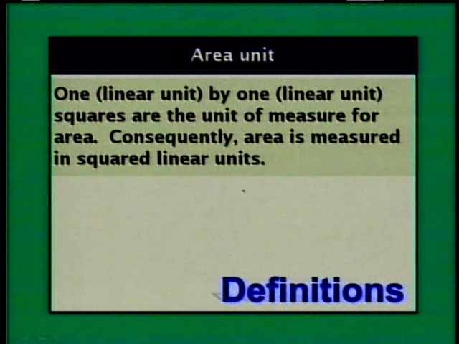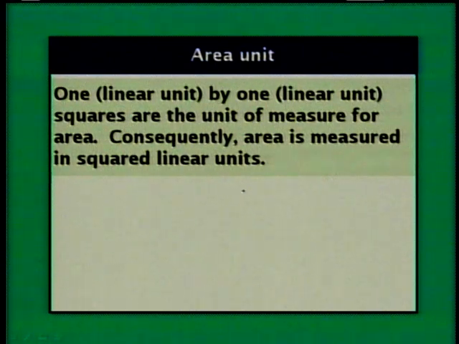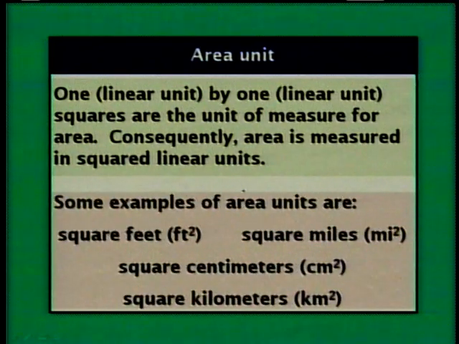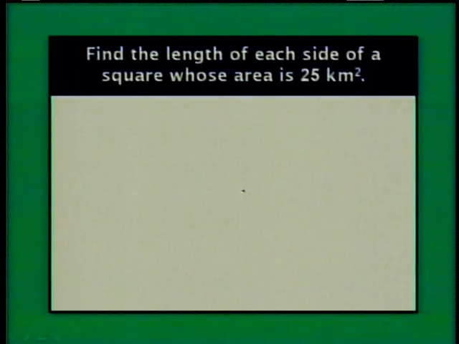Let's talk about area units. 1 linear unit by 1 linear unit squares are the unit of measure for area. Consequently, area is measured in squared linear units. In our ferret example, we had a 1 foot by 1 foot square, and the unit that we used for measuring area was feet squared, or square feet. Some examples of area units are square feet, square miles, square centimeters, square kilometers. There are some other peculiar kinds of area units out there like hectares and acres, but you probably want to stay away from those unless you have a calculator with a unit conversion key or a table or a really good memory.